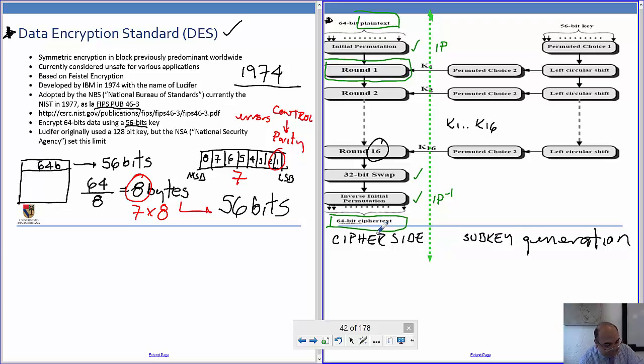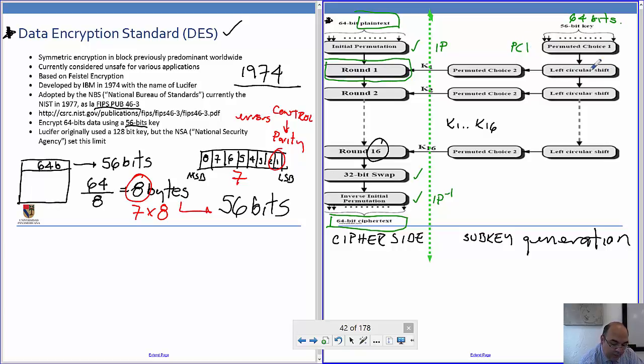In the subkey side, we're going to have also 16 different steps. First we are going to take the 64-bit key. There's a 64-bit key someplace here. We are going to convert that into 56 bits. We are going to do a permuted choice 1.